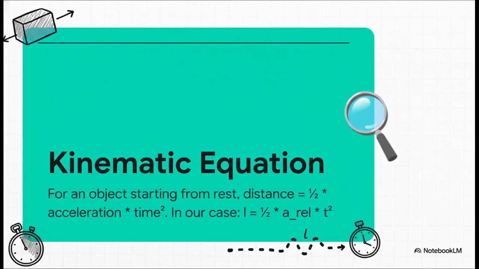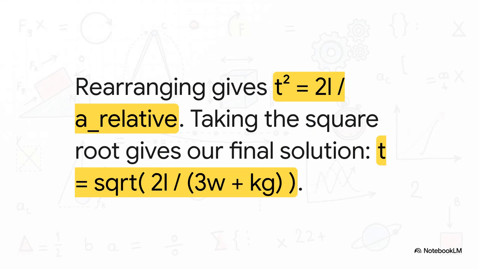And because we use that relative acceleration trick, the next step is incredibly simple. The entire situation now just looks like a single thing needing to cover a distance L, starting from a dead stop with this one combined acceleration we just found. And for that, we can pull out our trusty kinematic equation. Distance equals 1/2 at squared. All that's left is to do the final bit of algebra to solve for t. We multiply both sides by 2, divide by our relative acceleration, and then take the square root of the whole thing. And there it is. The time to collision is the square root of 2 times L, all divided by the quantity 3w plus kg. That's our answer. We've solved it.